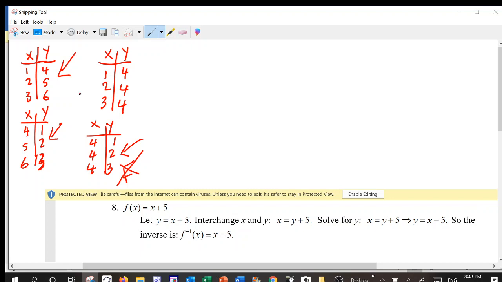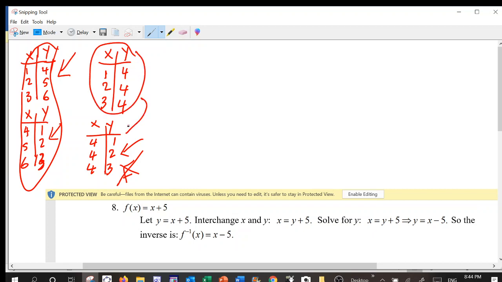So we are interested in functions whose inverses are what? Also functions. So that means if you have a function like this, it is good, but a function like this, well, not so much, because when we take the inverse, it's not a function. So the functions whose inverses are also functions are called one-to-one functions.